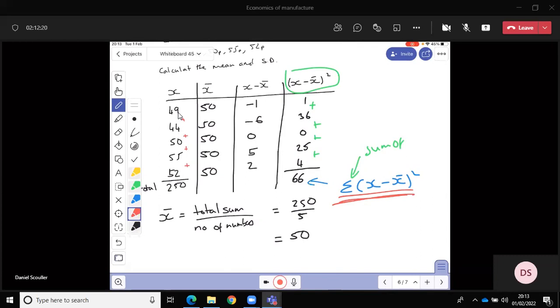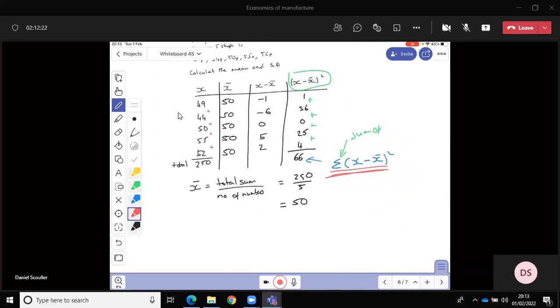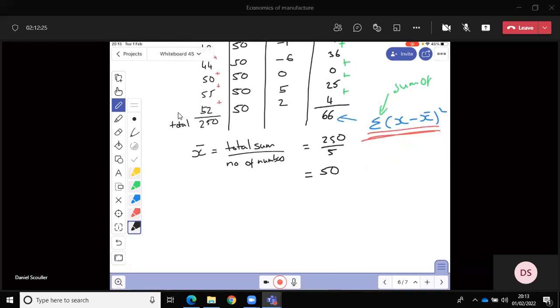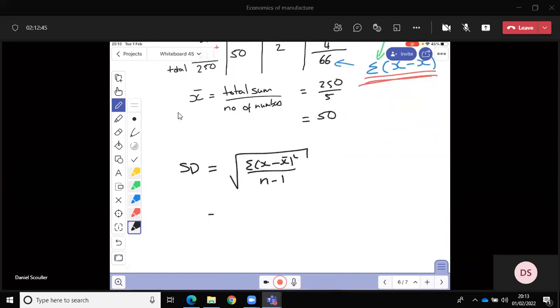This value, 66, gets put into our equation. So our standard deviation is equal to the root of the sum of your numbers minus your mean, squared, divided by n minus 1, which is your number of numbers minus 1. So that's the root of 66 over n, which is 5. There's 5 numbers, minus 1 is 4.